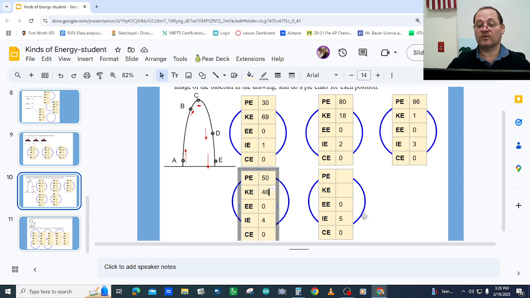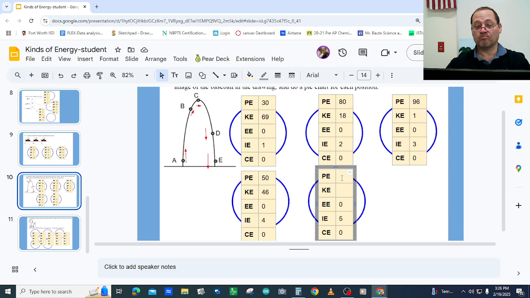Yep, so that's for point D. And for point E, it's very similar to A. The only difference is that at A it's going up, but at E it's going down. And the other difference is that it's been moving through air for a long time, so now you have 5% of internal energy. All right, but if you look at A, the potential energy for A was 30%, so that's what I'm going to assign here. And then for kinetic energy, we just make the difference. So it's going to be 65%.